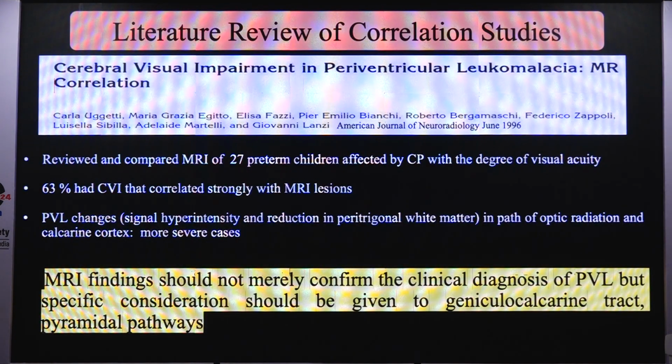So let us come to what the literature is saying. We have a little old literature by Ugeti et al., who reviewed and compared MRI of 27 preterm children affected by CP and the degree of visual acuity deficit. 63% of their patients had CVI. The PVL changes in the path of the optic radiation and calcarine cortex were most severe in these cases. So he concluded that MRI findings should not merely confirm the diagnosis, but you should give specific consideration to the geniculocalcarine tract and the pyramidal pathways.